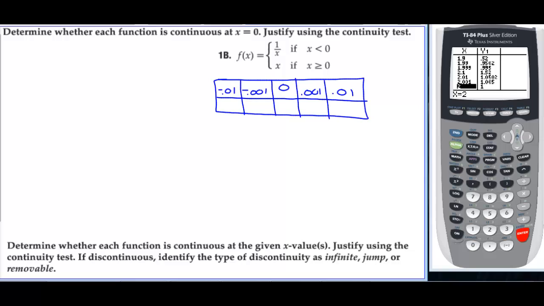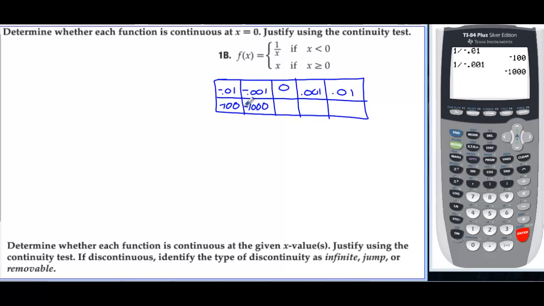This function, these aren't very long, so I don't think I'd plug these into y1. I think I would just do all of this from the home screen because it's just not that long of an equation. If I'm to the left of 0, I'll use 1 over x. So 1 divided by negative 0.01. Negative 100. 1 divided by negative 0.001. Negative 1,000.